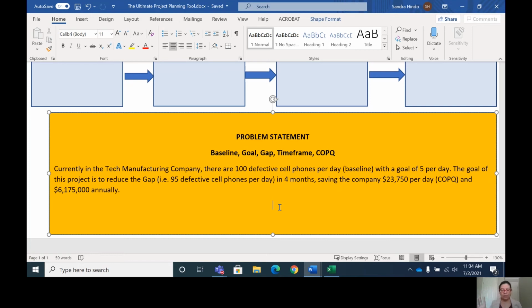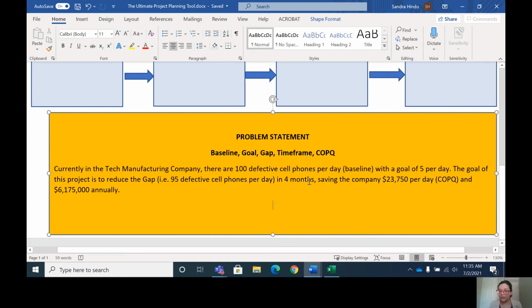Every Lean Six Sigma report, the intro starts with a problem statement. Your executive summary will be introduced via the problem statement. When you're doing your progress PowerPoint presentations for the company and the end of project presentation for your company, you're going to start it and conclude it with your problem statement.